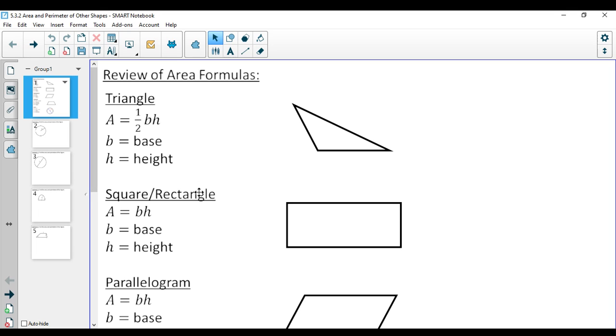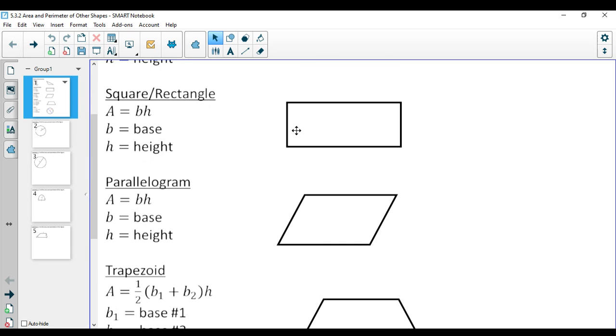But for today, I just wanted to review areas of some other shapes. So yesterday we went over the area and perimeter of a triangle. And then you guys should know the area of a square or a rectangle, right? A square is side times side, which is really base times height. A rectangle is base times height. Nothing crazy.